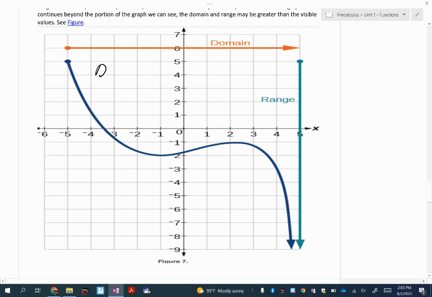So let's do the domain. Domain looks like our lowest x value is -5, and it is included. All right, because we have that closed circle. And then all the way, and this arrow is going this way forever. All right, so that means we're going to be going to the right forever. So that's going towards infinity. So that's the domain.